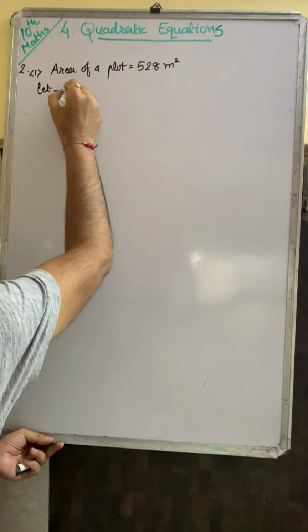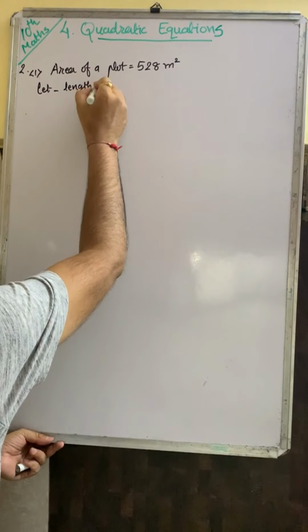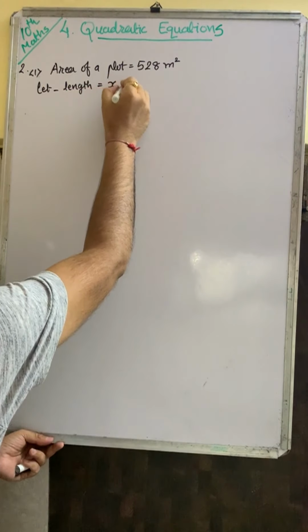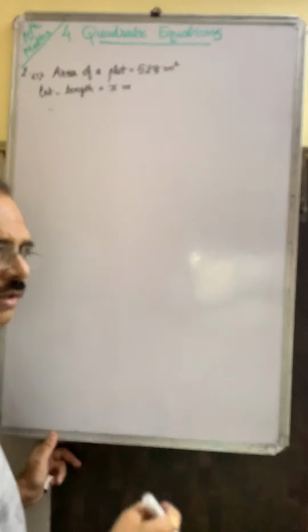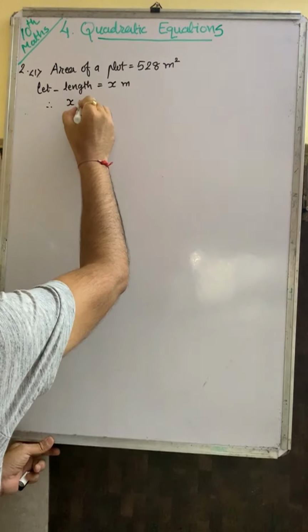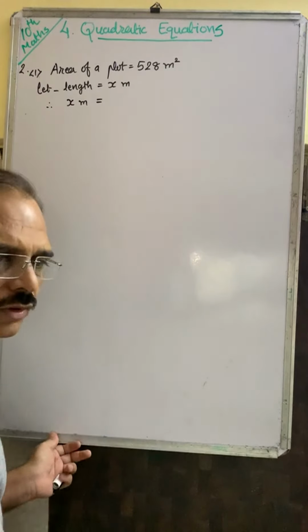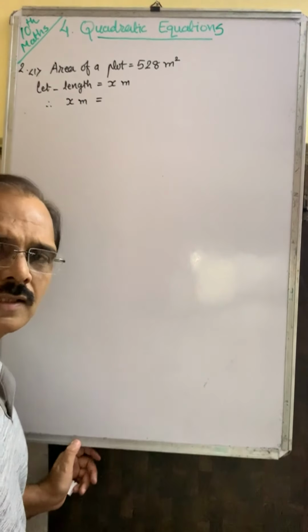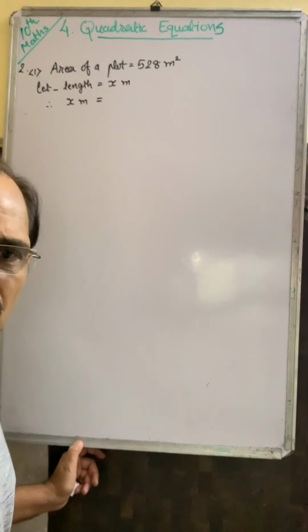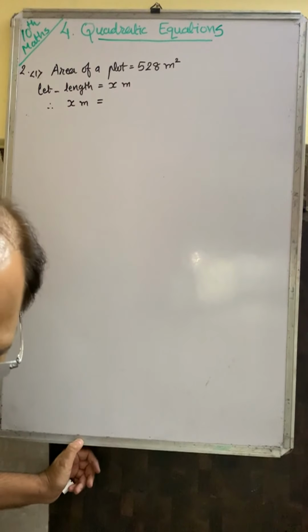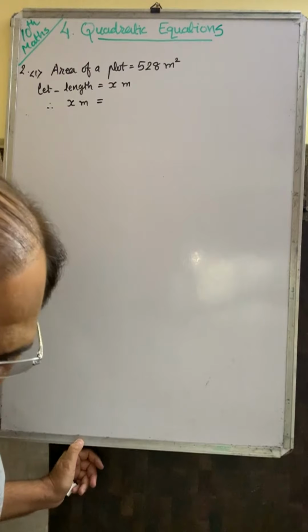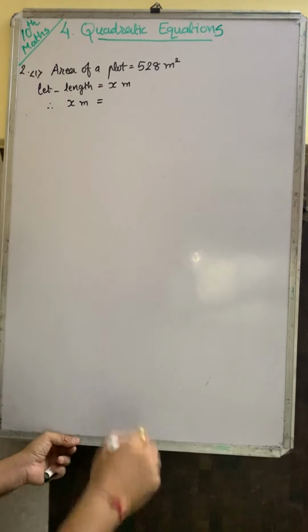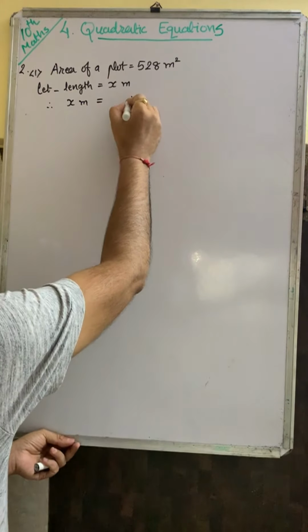Let length equals x meter. So given that the length of the plot, that means x meter, is equal to. In maths, 'is' means verb and verb means equal to. So the length of the plot is one more than twice its breadth. Length equals to one more means plus 1.